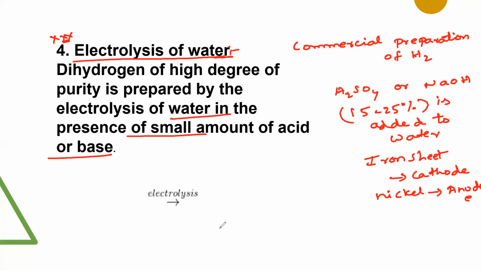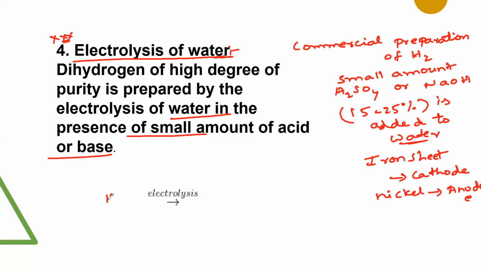The addition of acid and alkali to water makes it a good conductor of electricity. By adding a small amount of sulfuric acid or sodium hydroxide to water, we improve the conductivity of water. The anode and cathode are separated by means of a porous asbestos diaphragm. So what happens here at the cathode?